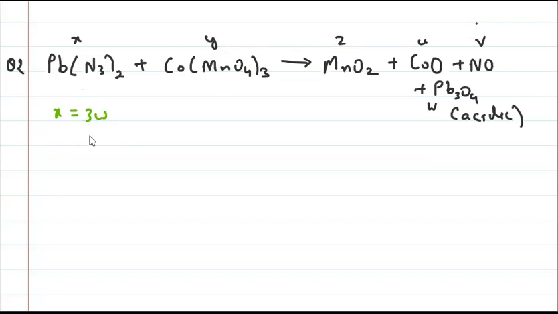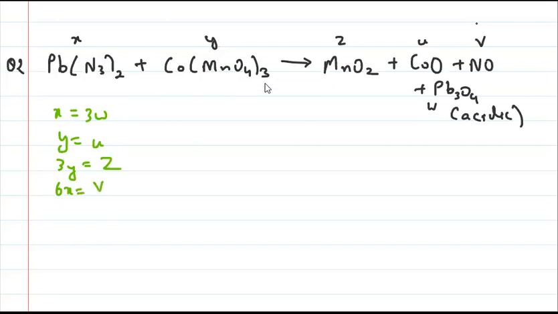In the same way, this Co, one Co, one Co. So Y is equal to U, 1, 1. Now take Mn. Here we have 3 Mn and here we have 1 Mn. So 3Y is equal to Z. Now after Mn, we have nitrogen. So it is 6X, and 6X is equal to V.